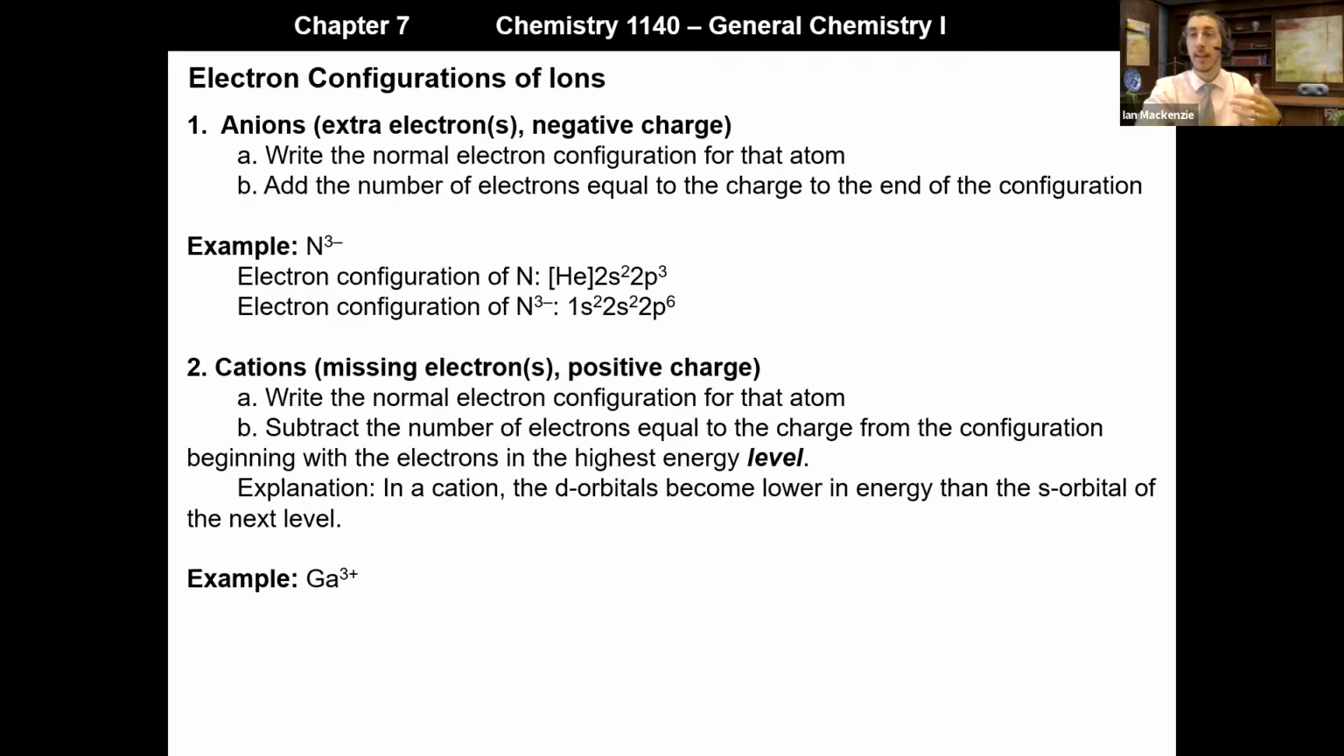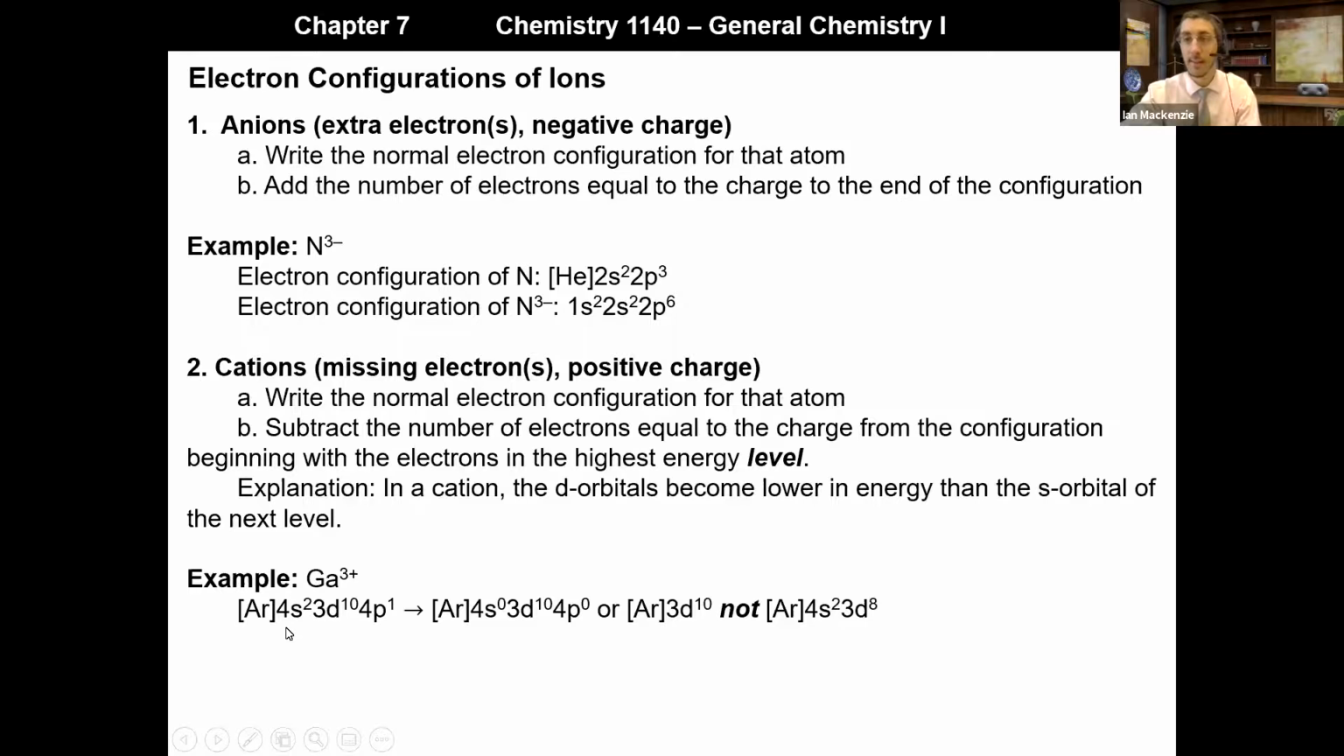So let's take gallium 3+ as an example. So gallium itself has a condensed electron configuration of argon, then 4s2, 3d10, 4p1.